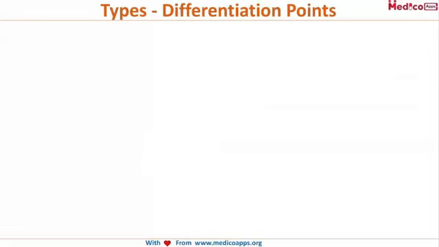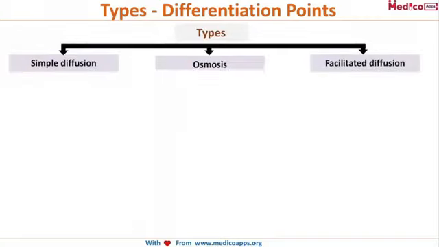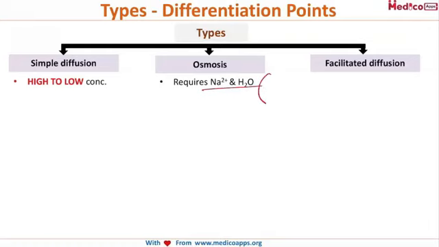Now, let us look at a few differentiating points that will help us quickly revise as well as compare the different types of passive processes. So, there are three types: simple, facilitated, and osmosis as well. Now, simple, we know it occurs from high to lower concentration. Osmosis, on the other hand, requires sodium and water. An important concept that you have to understand over here is that if this is the cell and if sodium goes inside, it is invariably followed by water, and vice versa. If sodium comes outside, water will also come outside, okay. That is the principle of osmosis.